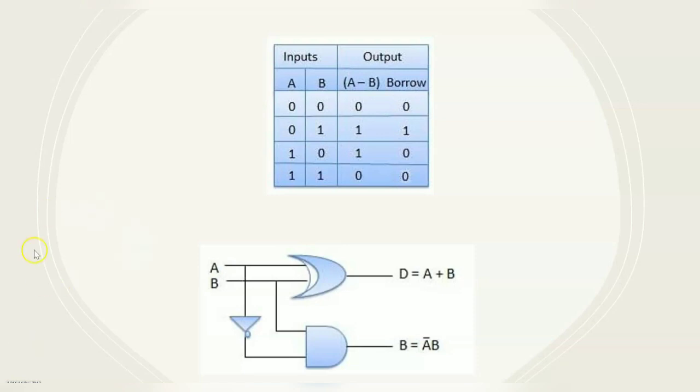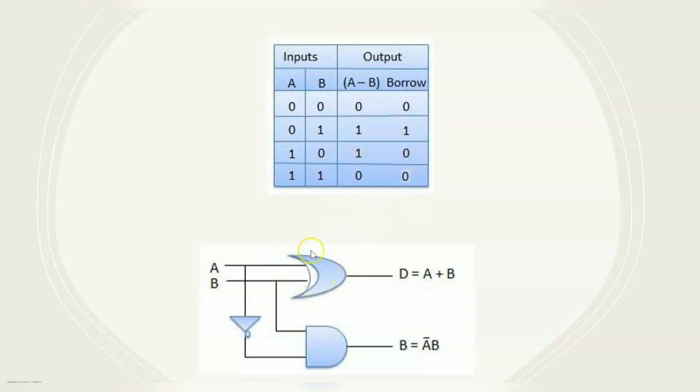In the truth table, you can see that there are two inputs A and B, and there is a difference. Here we are taking A minus B, and then the borrow. If we give 0, 0, then A minus B will be 0. For 0, 1, A minus B will be 1, and there is again a borrow. For 1, 0, A minus B is 1 and borrow is 0. For 1, 1, difference and borrow both are 0.